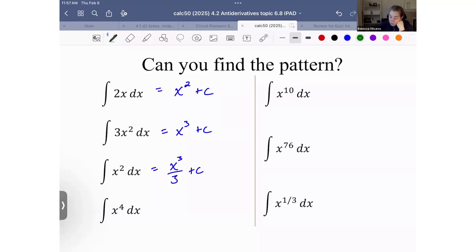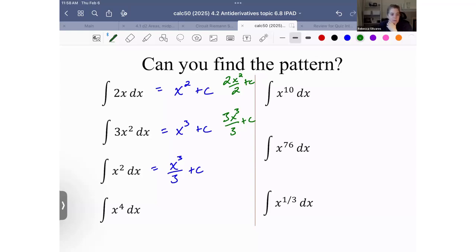So you can check that with this one up here, right? If you did the 2x, you can say that's going to be 2x squared divided by 2 plus c, and of course the 2's reduce down to just give you the x squared. Same thing for the next one. You could have called that 3x cubed divided by 3. So you're adding 1 to the exponent, and you're dividing by that new exponent.